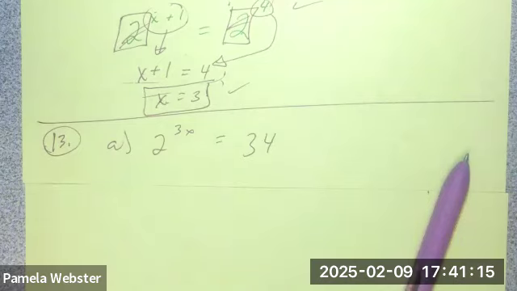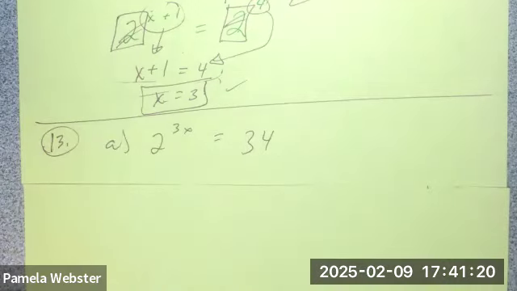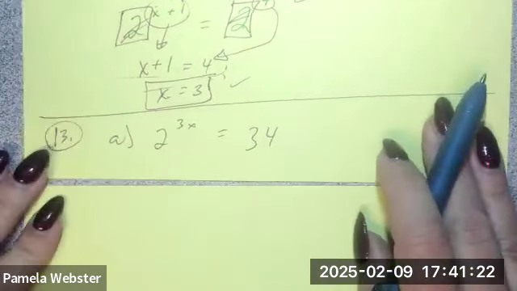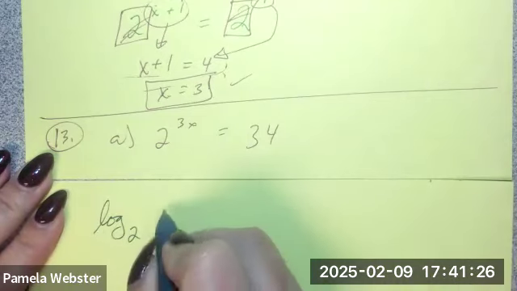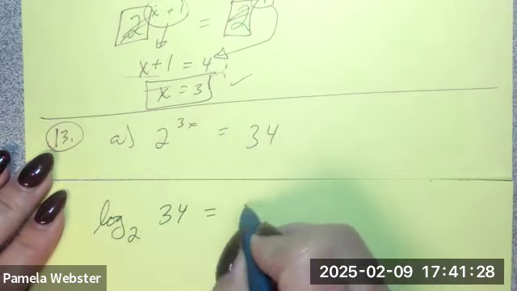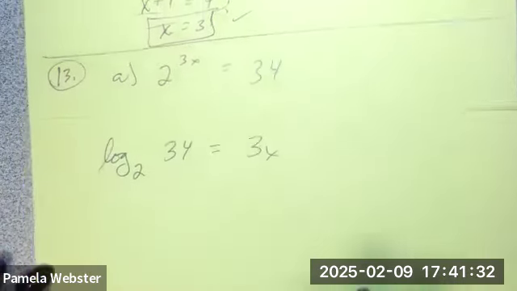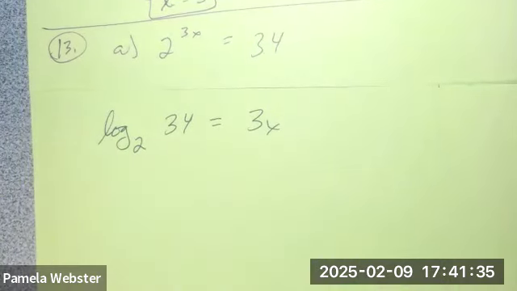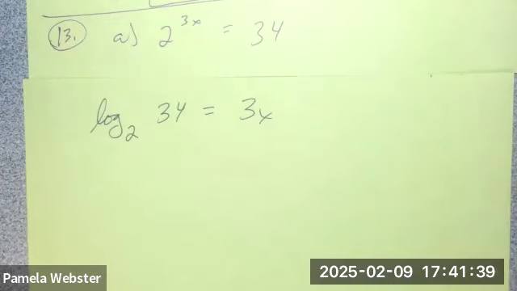And I see that my variable is in the exponent, and I want it down from there. So I'm going to convert to logarithms, okay? So log base 2 of the answer equals the exponent. Log base 2 of 34 equals 3x, okay? Now, some people want to get an actual number value for this, and if you really know how to use your calculator, you can.